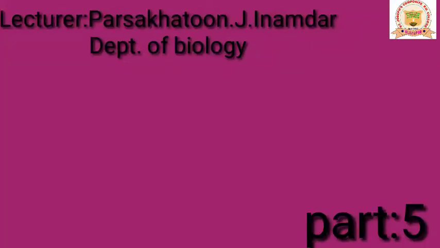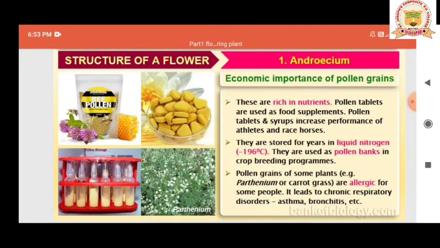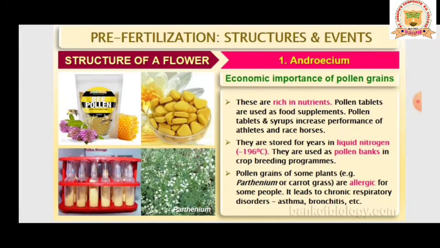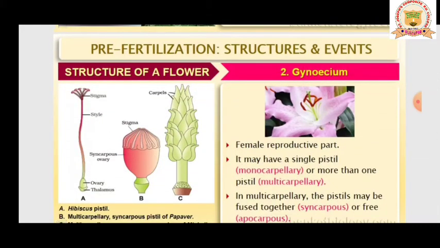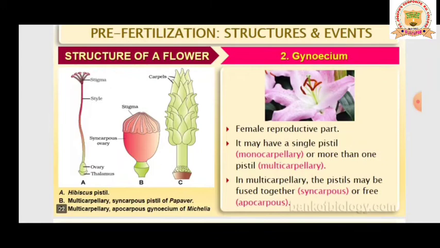Back to part 5 of sexual reproduction in flowering plants. In my last video, we tried to understand the economic importance of pollen grains. In today's video, we will try to understand the female reproductive structure of the flower, the gynoecium. So let me explain the gynoecium.